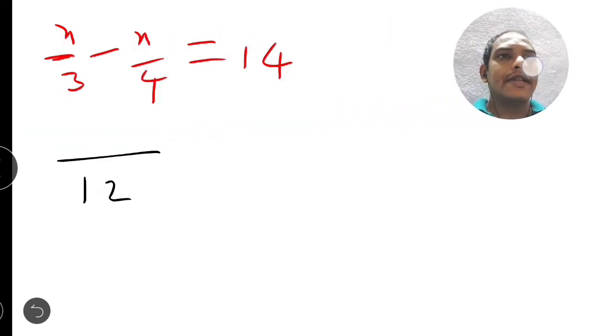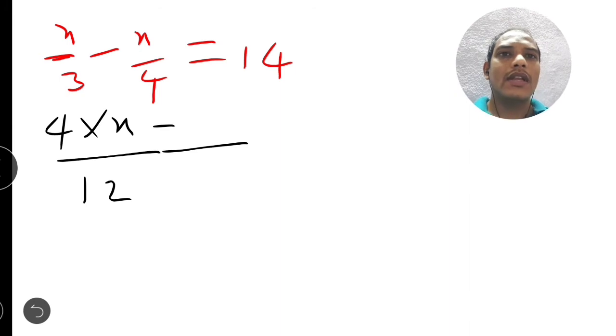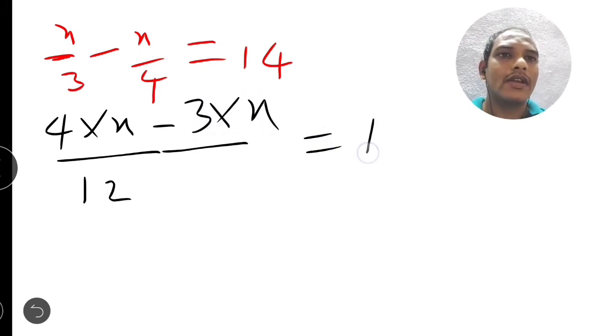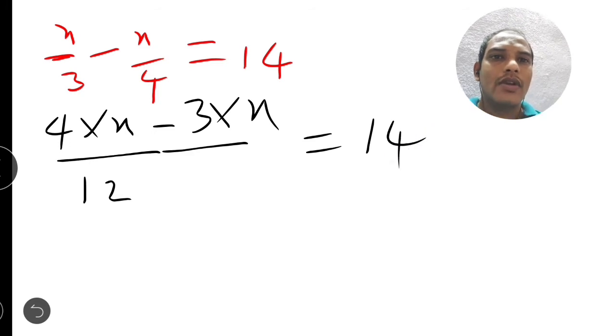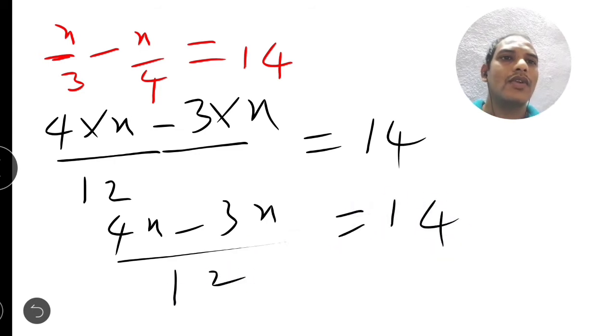12 in the 3 table 4s are 12, so 4 into the numerator, 4 into x, minus 12 in the 4 table 3s are 12, so 3 into the numerator, 3 into x, equals 14. 4 into x is 4x minus 3 into x is 3x, divided by 12 equals 14. 4x minus 3x equals how much? Yes, x divided by 12 equals 14.